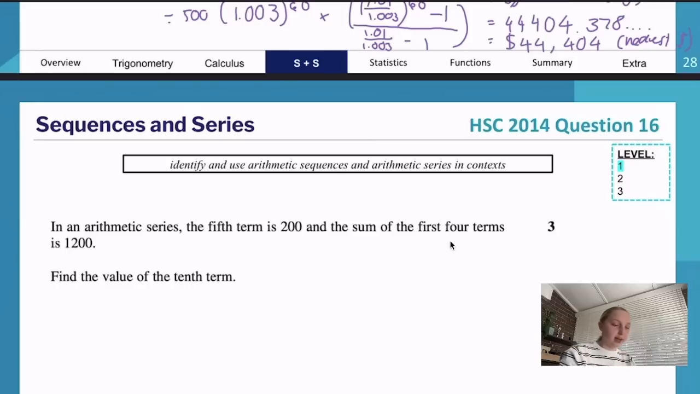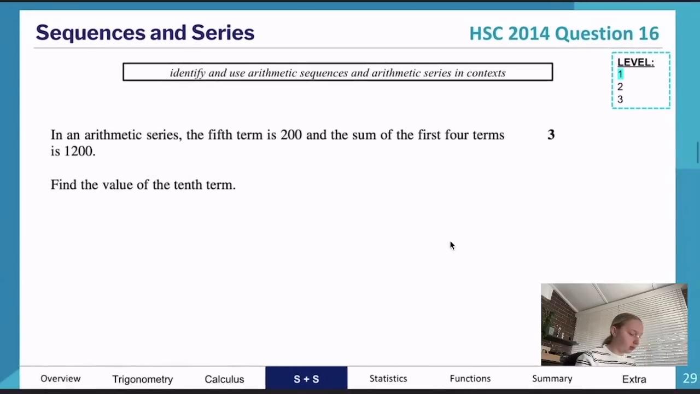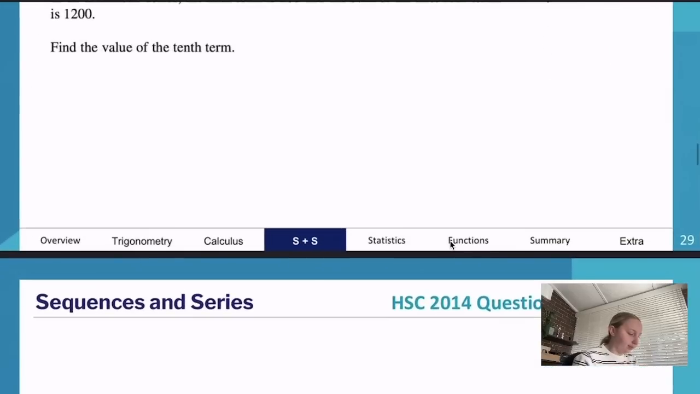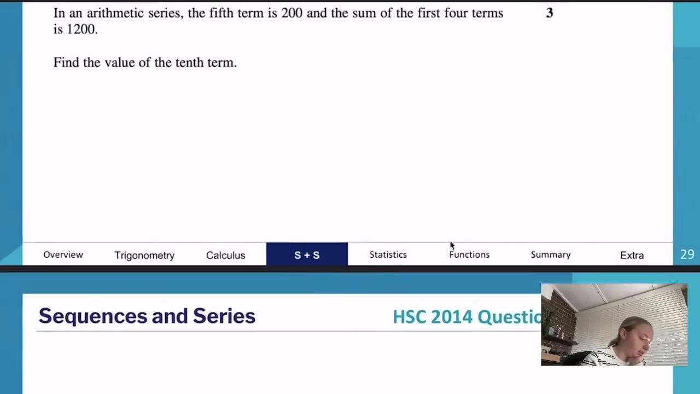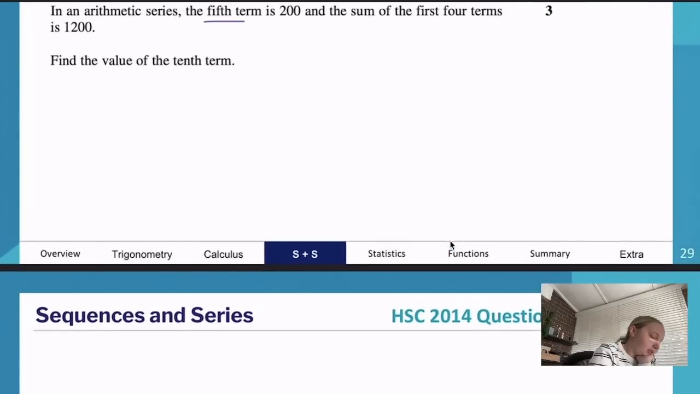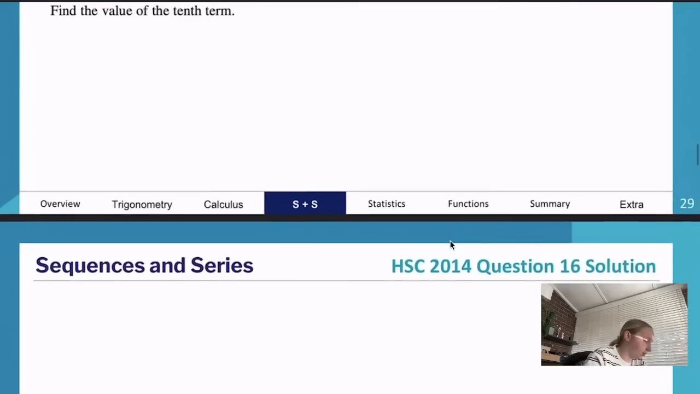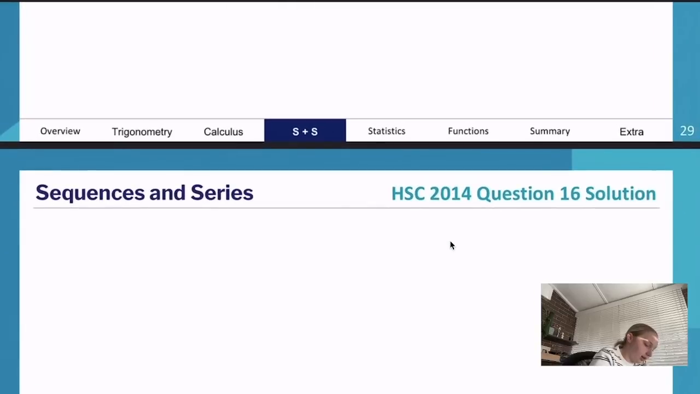So this is a pretty simple sequences and series question. Okay, so in an arithmetic series, the fifth term is 200 and the sum of the first four terms is 1,200. Find the value of the 10th term. If they've given us the fifth term and the sum of the first four terms, then we're going to have to use both of our formulas for an arithmetic series. Okay, so we've got the one for the nth term, a plus (n minus 1) times d.